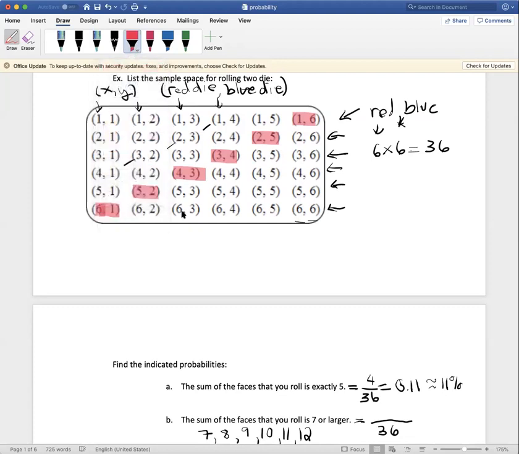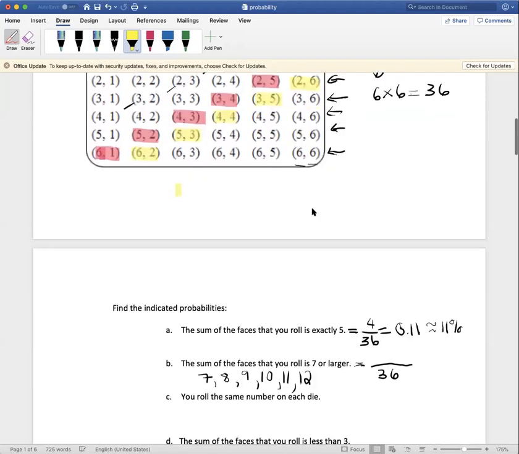Let's do 8 in another color. Okay, so for 8, we have 6 and 2. 6 plus 2 gives us 8. We have 5 and 3. 5 plus 3 is 8. 4 plus 4 is 8. 3 plus 5 is 8. And 2 plus 6 is 8. Great. So we have 1, 2, 3, 4, 5 elements in our sample space that will give us the sum of 8.